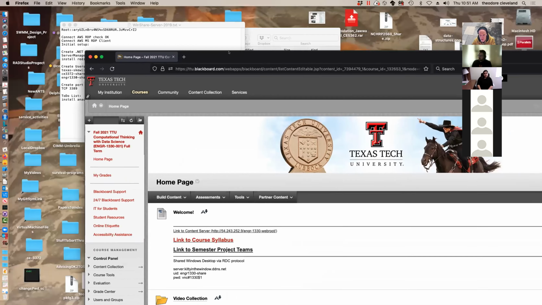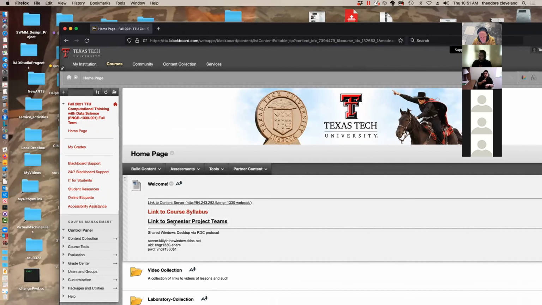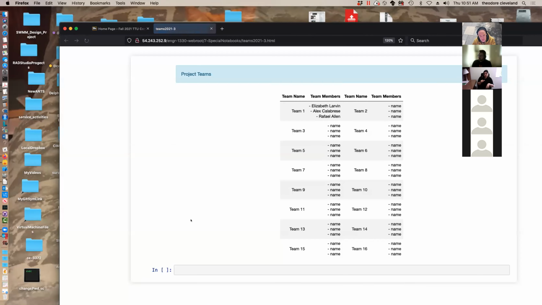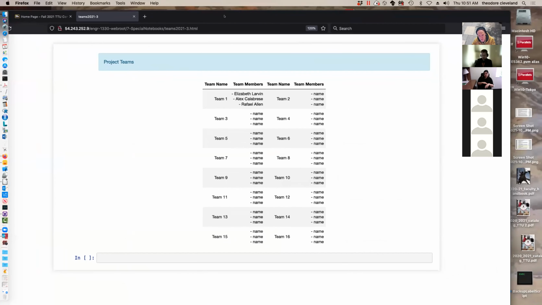So here's what I wanted to show when Blackboard wasn't working. There's this link to the semester project teams. If you take that, here are the team lists. So far, as of today, I only have one team that has given me their team members. So the remainder of you all identify fellow students in the class. I believe you can do that through Blackboard and the Texas Tech email and put together your teams. It may not be 16 this semester, but that's how much I've allocated.